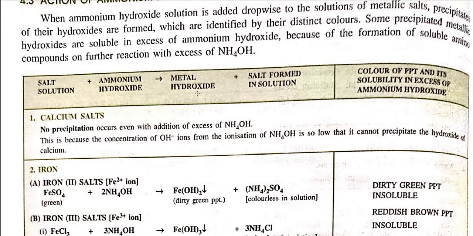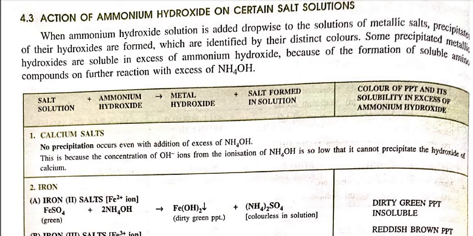Now let us see the general equation for ammonium hydroxide with a salt solution. When a salt solution reacts with ammonium hydroxide, it forms a metal hydroxide, which is the precipitate, plus a salt formed in solution.